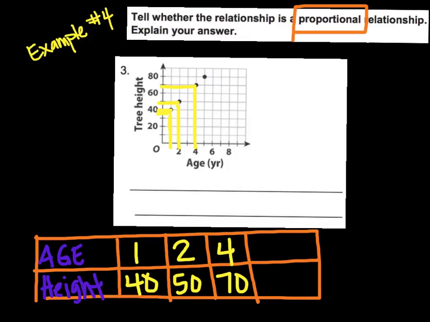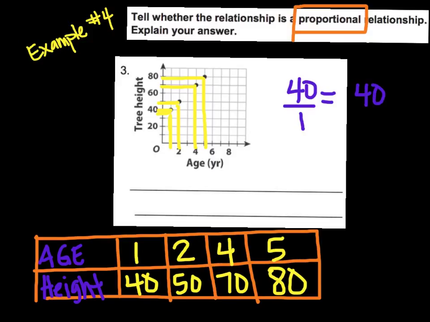The last data point, if I draw a line straight down, it matches with 5 on the x-axis. If I draw a line straight sideways, it matches with 80 on the y-axis. So now in order for me to say if this is proportional or not, I need to take each set of numbers, create a ratio or a fraction, and divide to see what I get. The first set has a 1 and a 40. So I'm going to make 40 divided by 1. 40 divided by 1 would be 40.